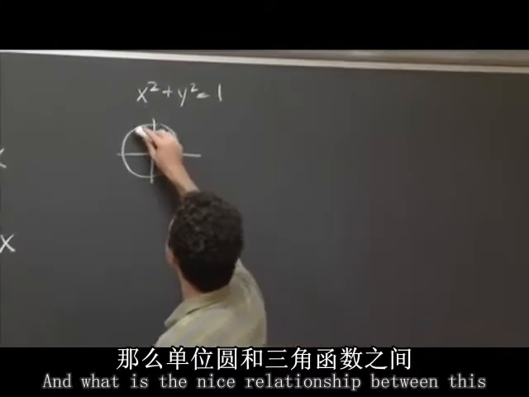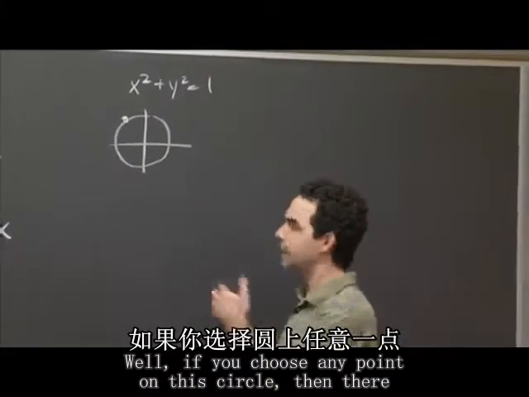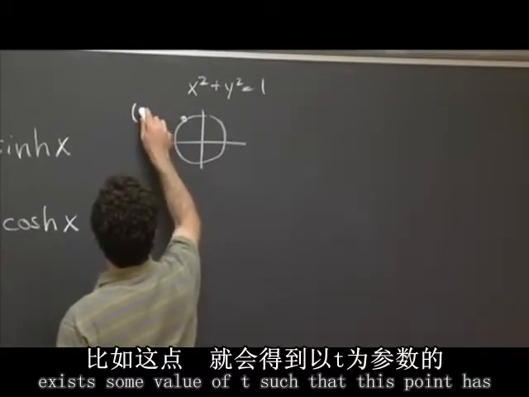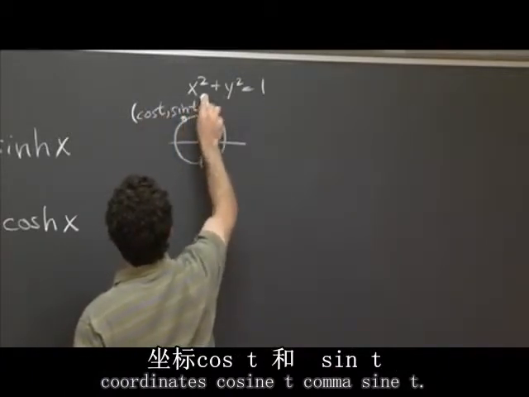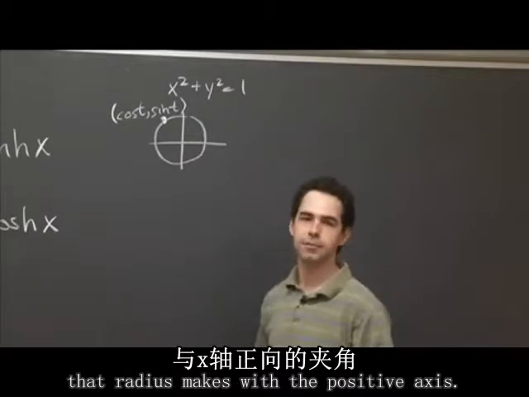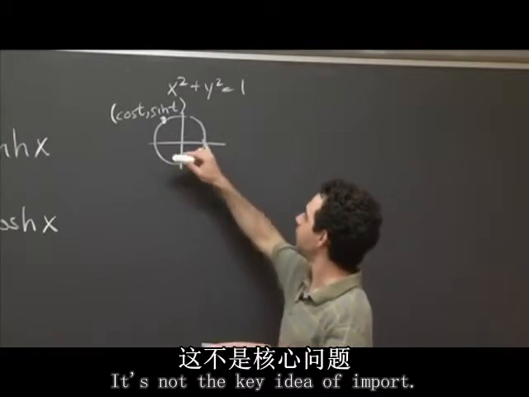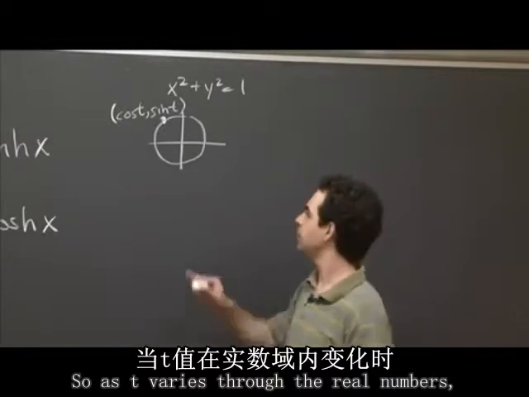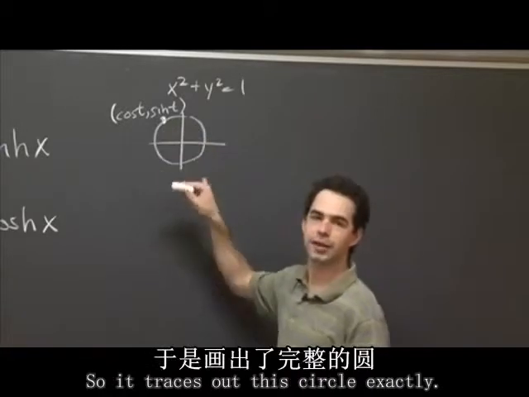And what is the nice relationship between this circle and the trig functions? Well, if you choose any point on this circle, then there exists some value of t such that this point has coordinates (cosine t, sine t). Now, it happens that the value of t is actually the angle that radius makes with the positive x-axis. But I'm not going to worry about that right now. It's not the key idea of import. So as t varies through the real numbers, the point (cosine t, sine t) varies, and it just goes around this curve. So it traces out this circle exactly.